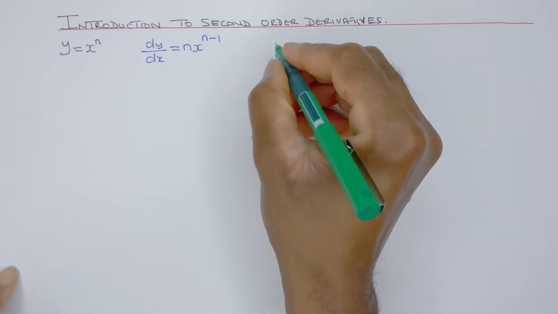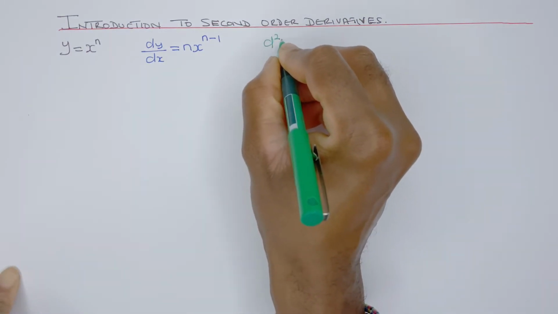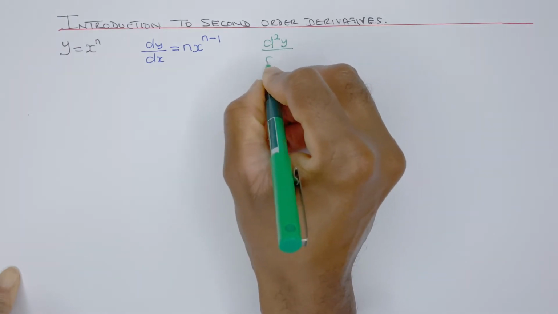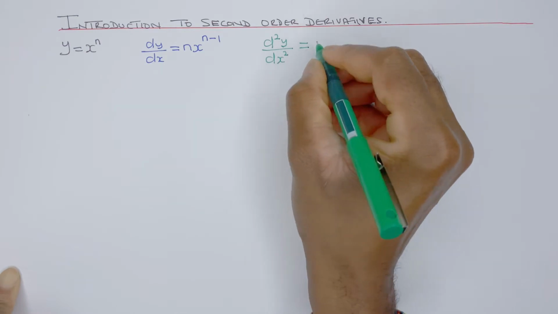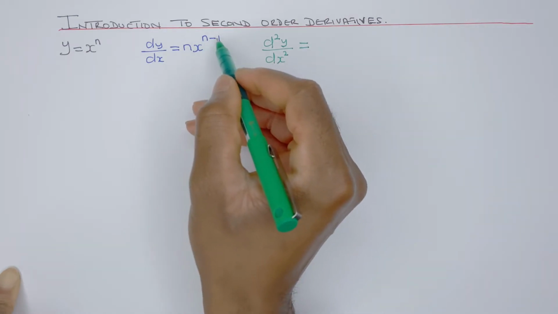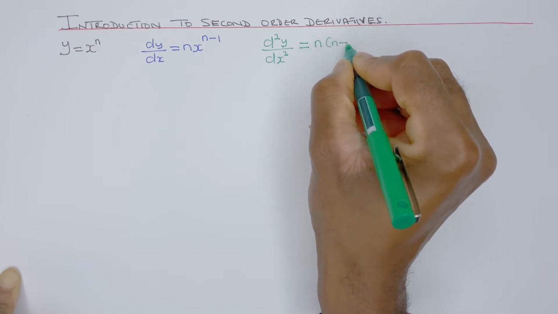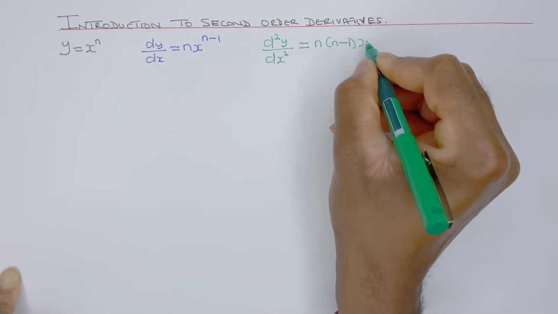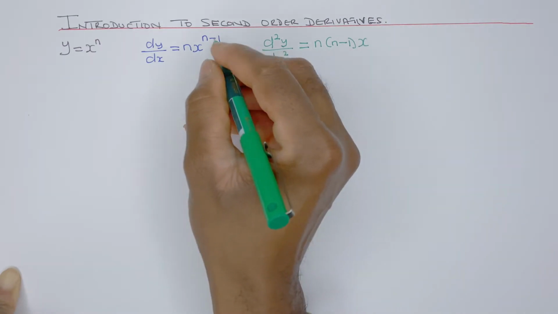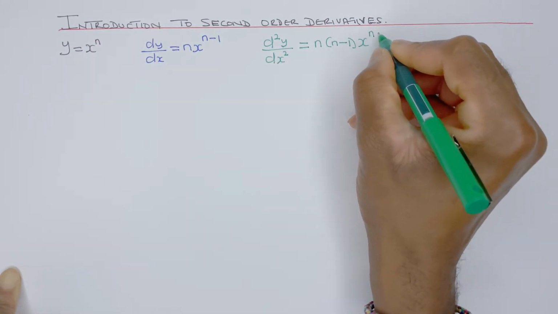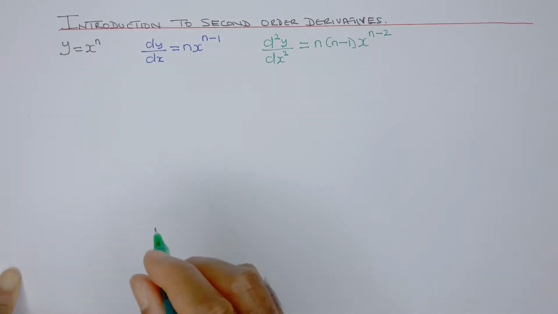The second order derivative will be d squared y over dx squared equals, bring the n minus 1 down, so you've got n into n minus 1, x, and then take away 1 from the exponent, n minus 2. Minus 1 is minus 2.